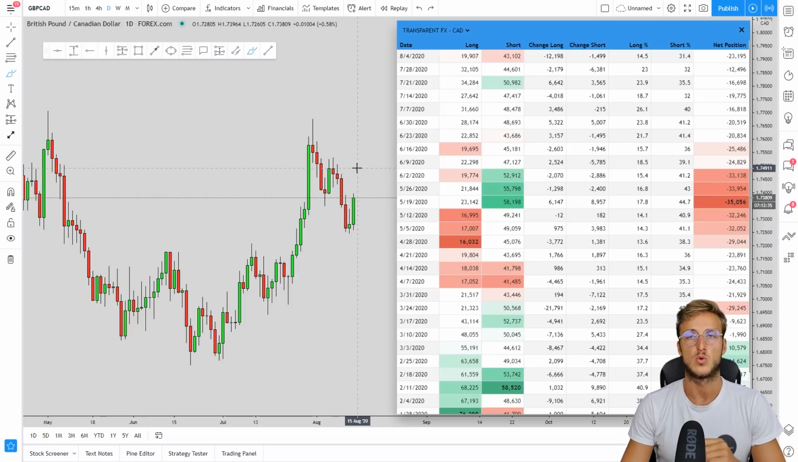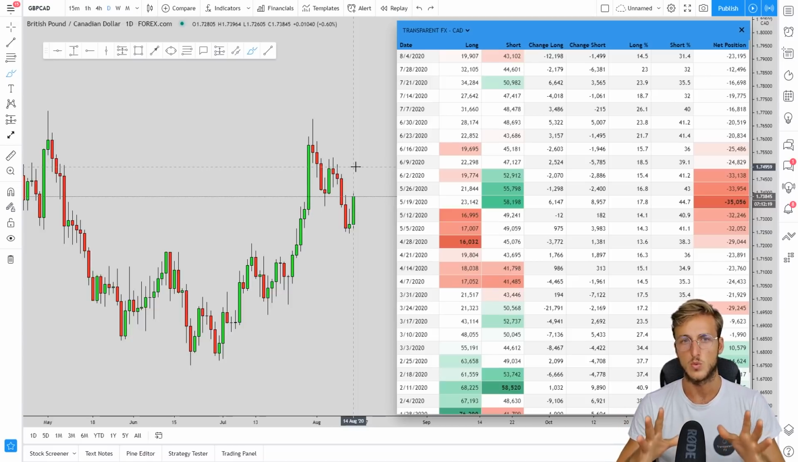And can we expect more continuation to the upside? Now that is exactly what we have to understand, right? Because we have to understand where the next opportunity for this pair is. Now before we speak about that, it's very important to say that the next COT report is coming out today.